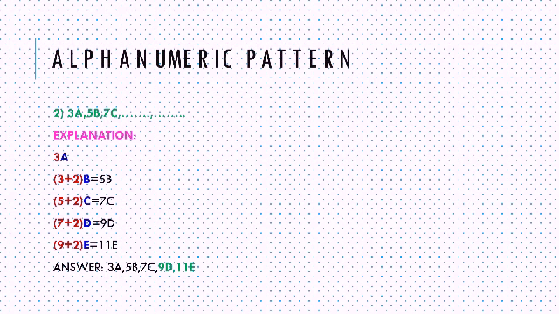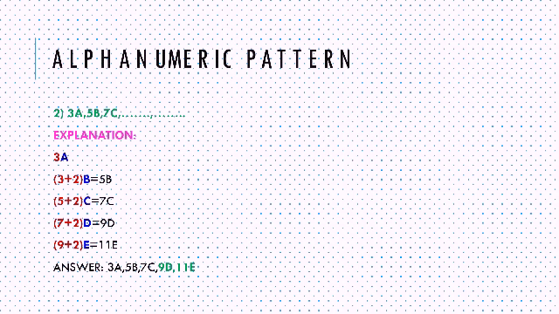Now in example number 2, look here. It is 3A, 5B, 7C that is given. Now first look at the numbers. After 3, 5 is coming. After 5, 7 is coming. That means the numbers are increasing by 2. That is 3 plus 2, 5. 5 plus 2, 7. So the next number will be 7 plus 2, 9. And after 9, the next number will be 9 plus 2, 11.